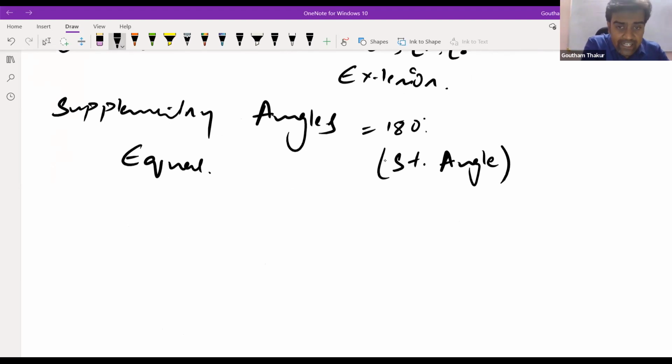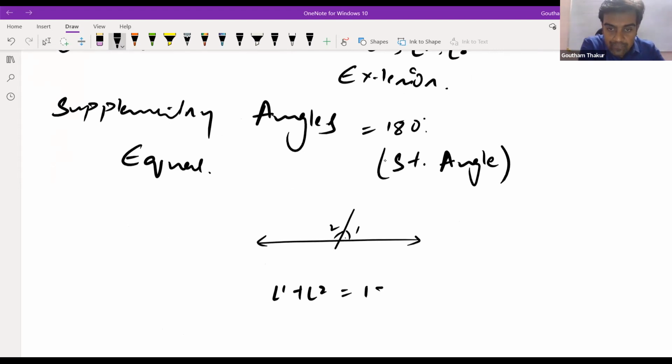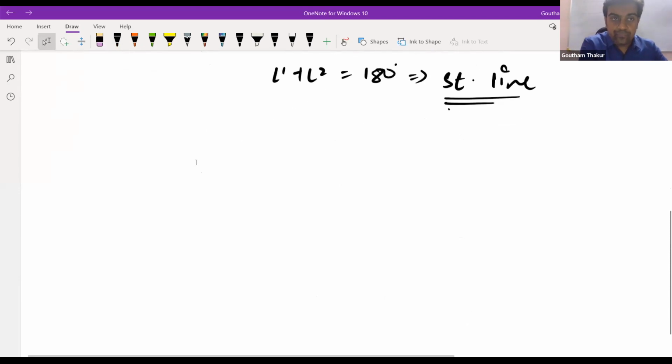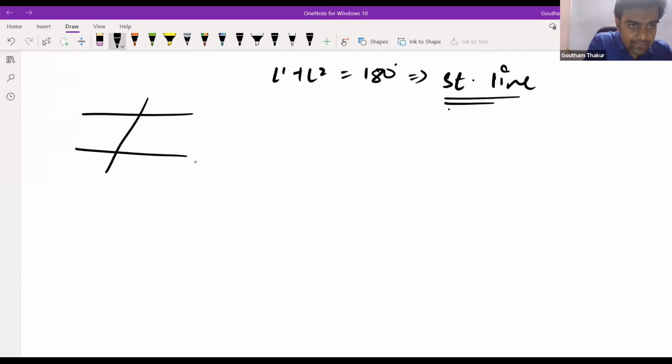Because if I take two angles on a straight line, for example, angle 1 and angle 2, when I sum these two, it's nothing but 180, which makes it a straight line, which we call a straight angle, the supplementary angle. Now, coming to these parallel lines and the transversal.